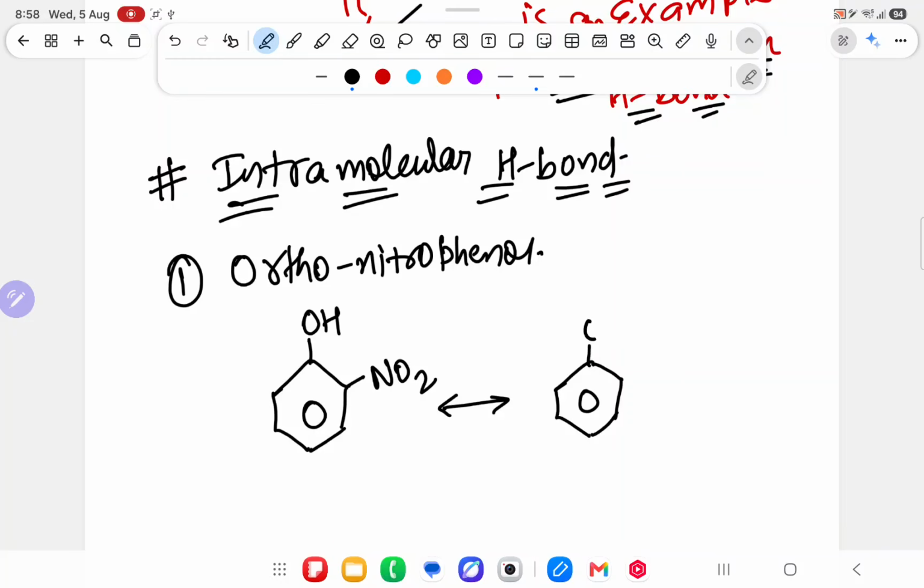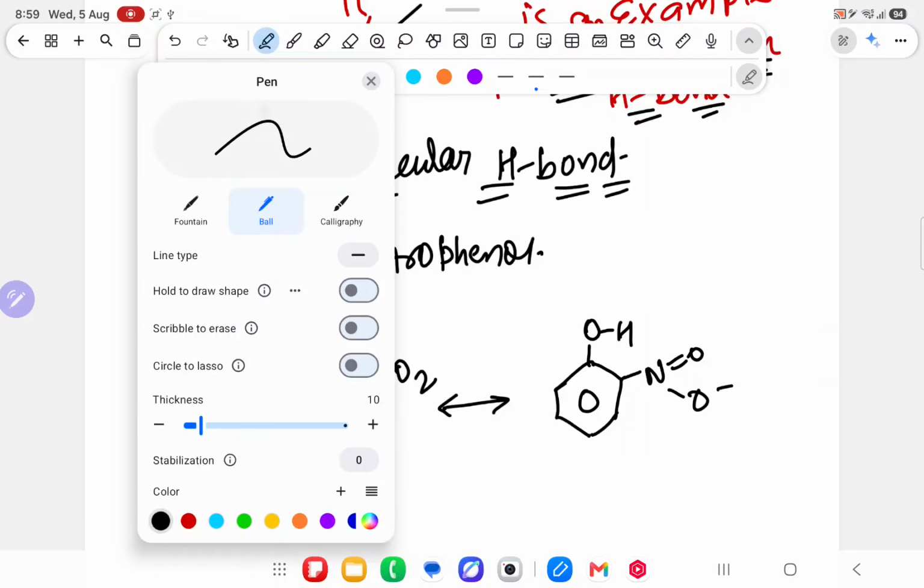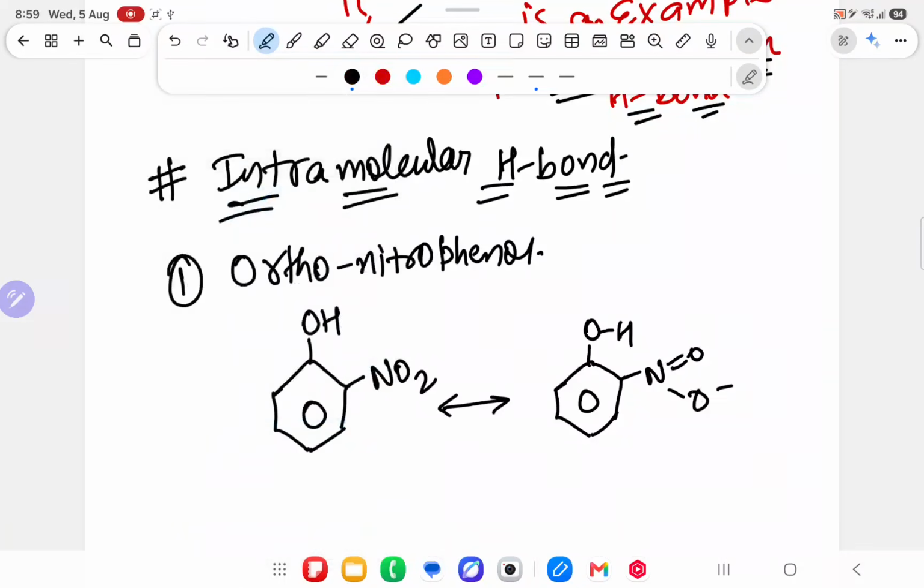Sir, over here O, over here H, and over here N, double bond O, coordinate bond O minus. Now over here, do you need another type of nitrophenol? No. Over here, in the same compound they are making only one compound. Orthonitrophenol is only one compound.